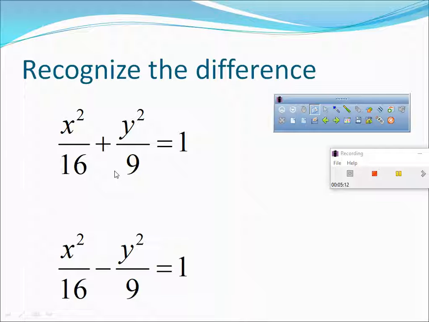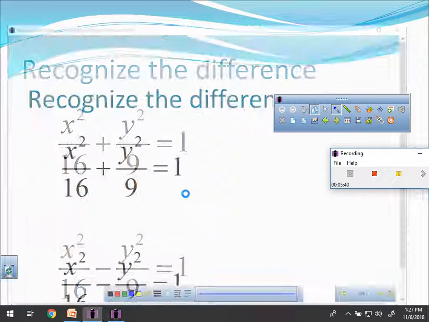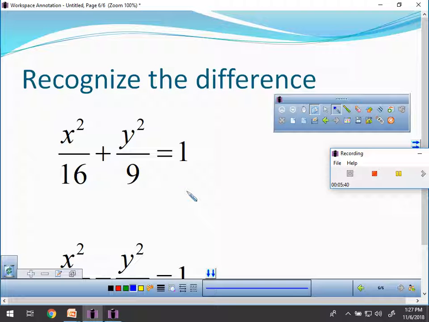The top one is an ellipse. The bottom one is not. The bottom one is a hyperbola. Correct. So let me show you how we could graph these two things really quickly. So let's review an ellipse. For the ellipse, it's pretty straightforward. The center of my ellipse is at 0, 0. And then on the x-axis, I'm going to go to the square root of 16, so I'm going to go left and right 4. On the y-axis, the square root of 9 is 3, so I'm going to go up and down 3. And so there would be my ellipse.